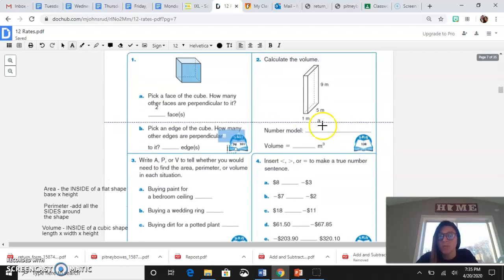Number 2, calculate the volume. Remember with these, it's super easy. All you're doing is length times width times height. So you need to write out the number model and give me the answer here.